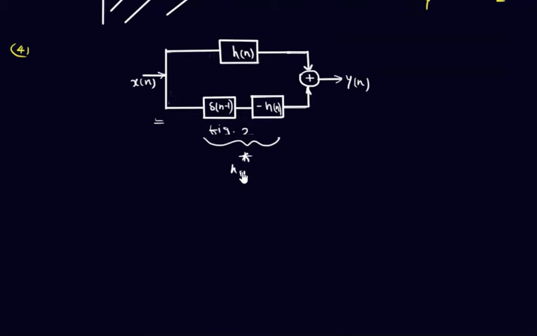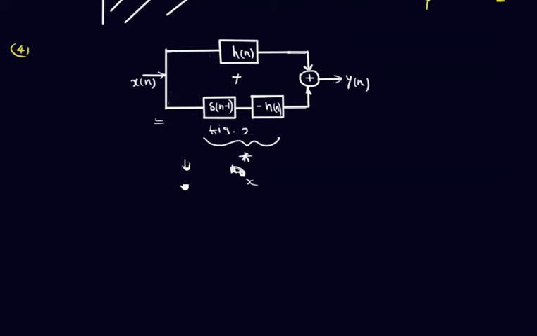For example, let us consider the resultant will be X. Then this X is in parallel with this block, so this is the resultant and this is the parallel block, so both will be added to each other. So we will calculate based on this.